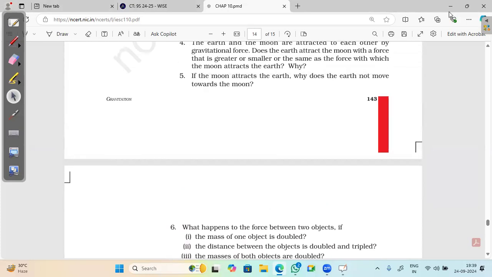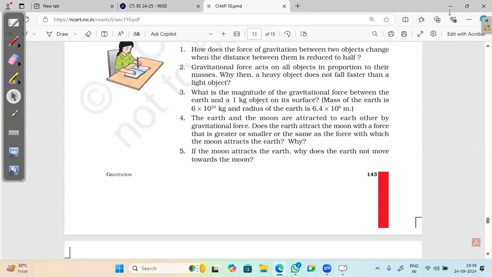Okay, let's see this question. Question number 4. The Earth and Moon are attracted to each other by gravitational force. Does the Earth attract the Moon with a force that is greater or smaller or the same?